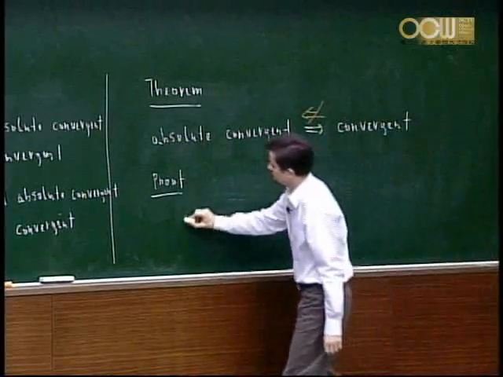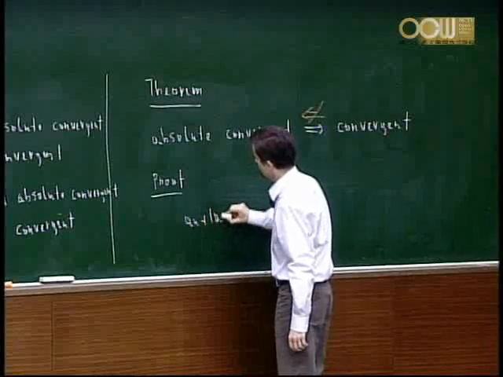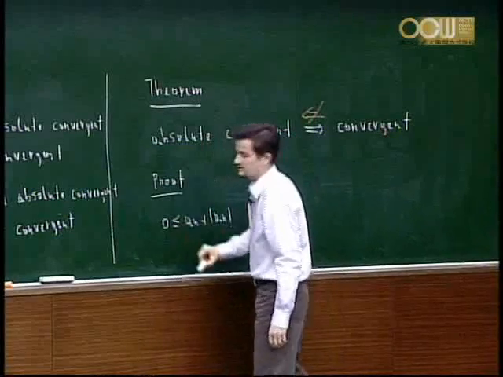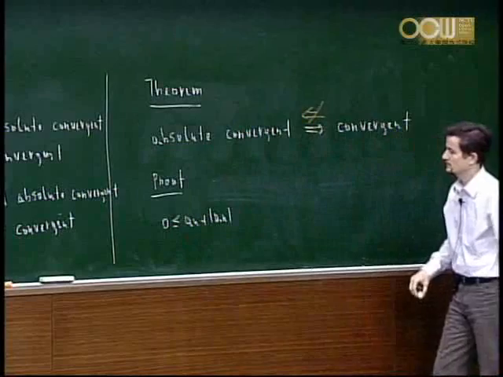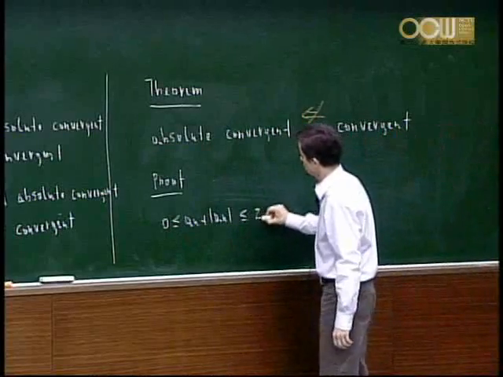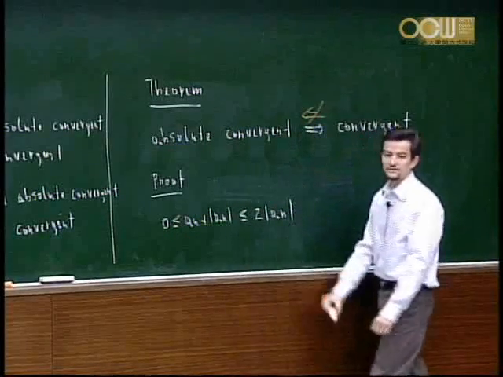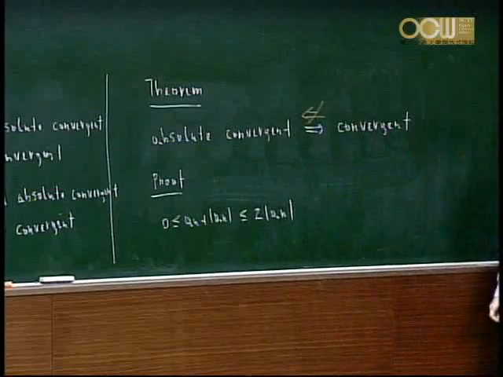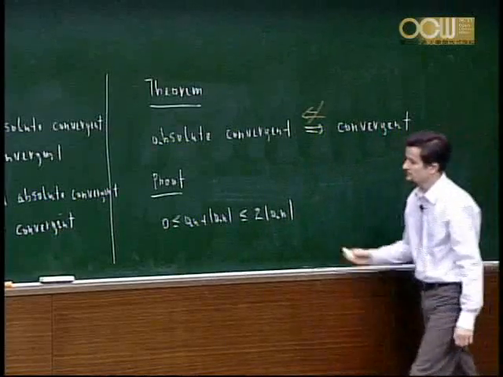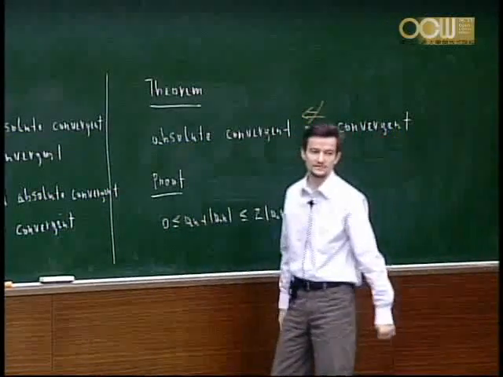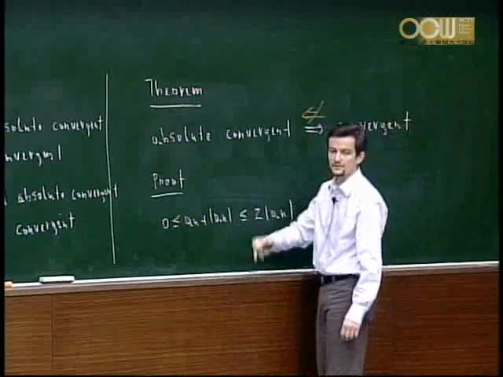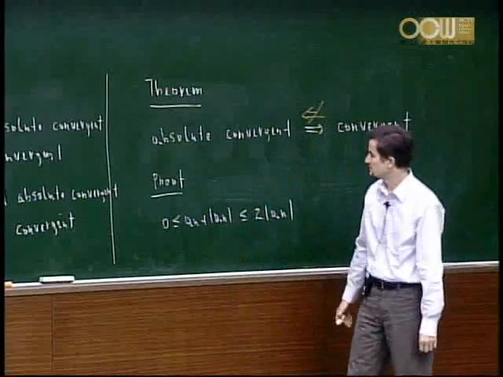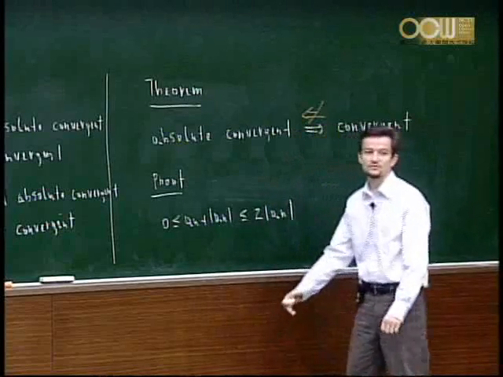You look at this here: a_n plus the absolute value of a_n. This is larger or equal than 0, easily checked. And this is also smaller or equal than 2 times the absolute value of a_n. So this chain of inequalities is easily checked, because a_n is smaller or equal than the absolute value of a_n, and larger or equal than minus the absolute value of a_n.